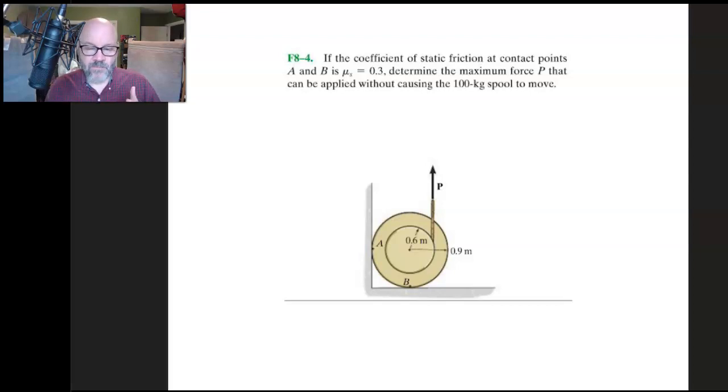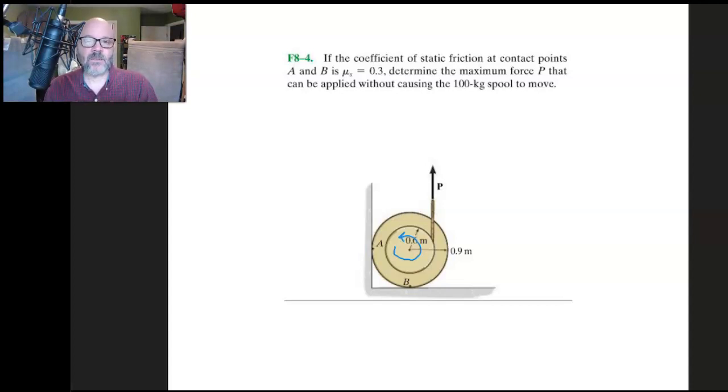Okay, so now we have this weird sort of thing, like it's part of a yo-yo, some kind of round object, although it's 0.9 meters. It's pretty big. It's a big yo-yo. And P is pulling up, and that's going to try and make that thing rotate around. It's going to try to rotate this way, so P is creating a positive moment there, like that.